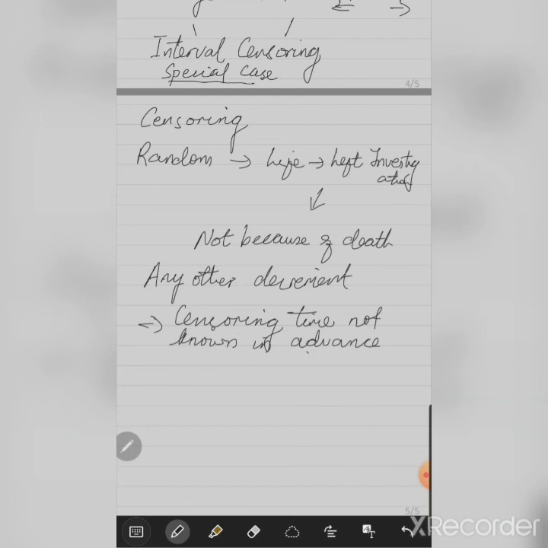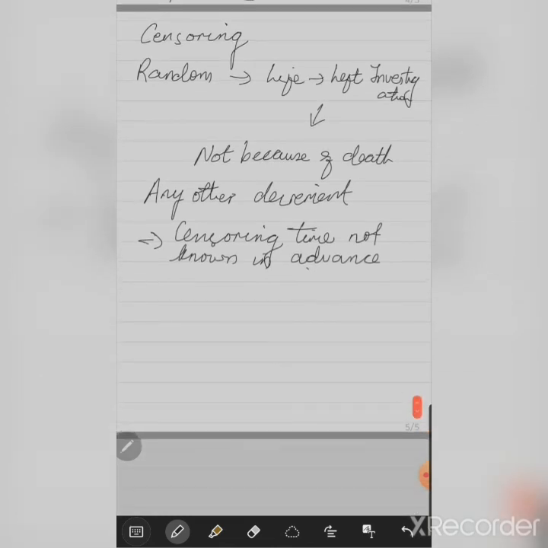And one more dimension which I look at in terms of censoring is informative versus non-informative censoring.